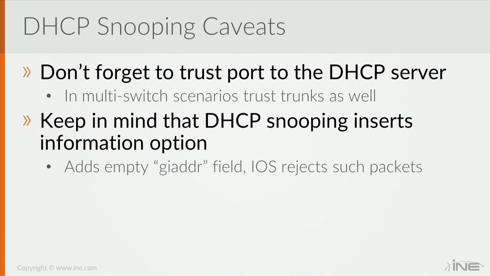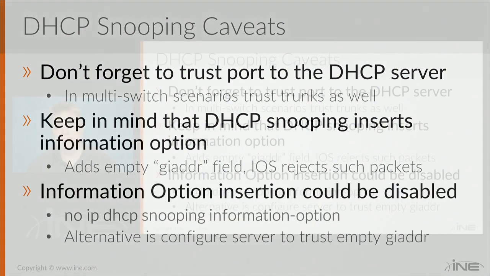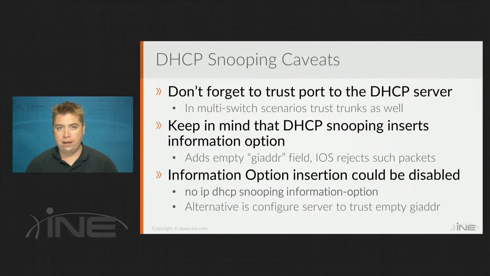And in certain server implementations, like the iOS variation, it means that the DHCP server rejects the packet. Now, there's two different solutions to this. We could either tell the relay not to insert the information option. So on switch 1, we could say no IP DHCP information option, or we could tell the server to trust the 0 field. Now, I'm not 100% sure in the iOS server whether you can actually do that.